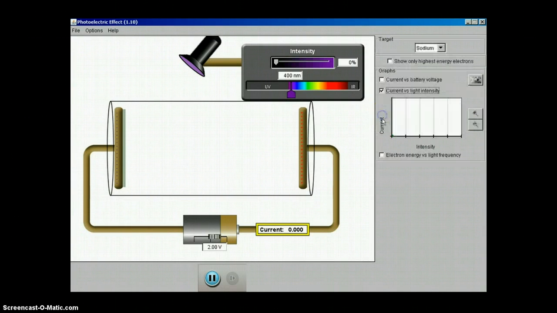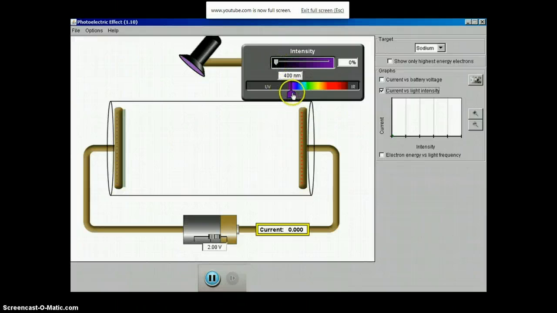Check the second box, current versus intensity of the light, because that's what we wanted to note the effect of here. Notice that the light is a violet color, about 400 nanometers, and we can actually vary that into the UV range and all the way down the visible spectrum into the red and down into infrared if we wanted to. We're going to leave it at 400 nanometers, because we are not going to vary color here, we're going to vary intensity so you can see this effect.